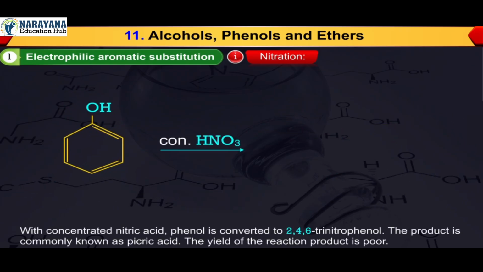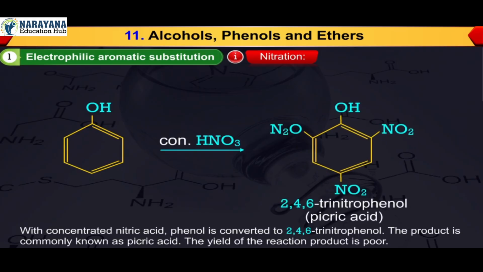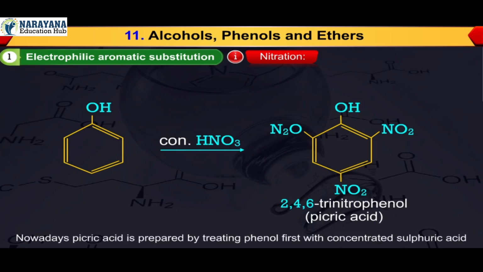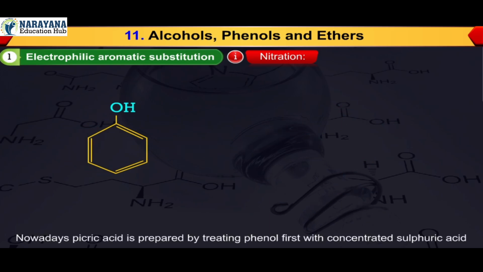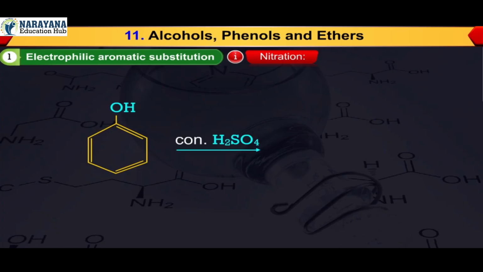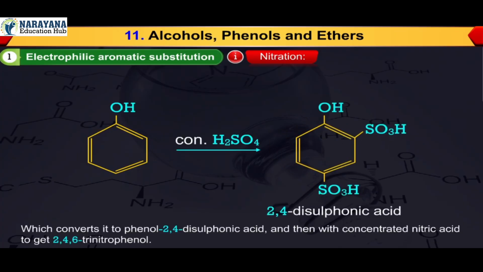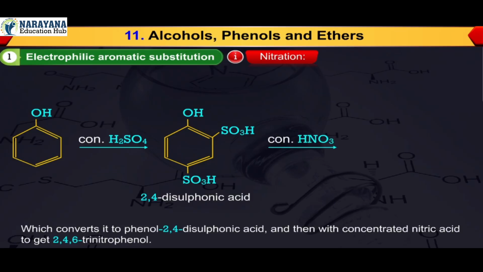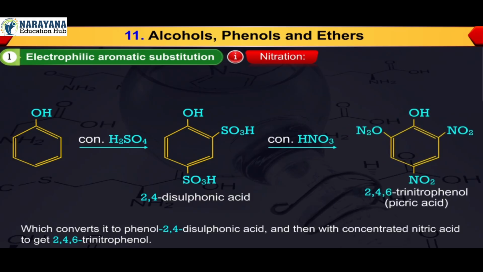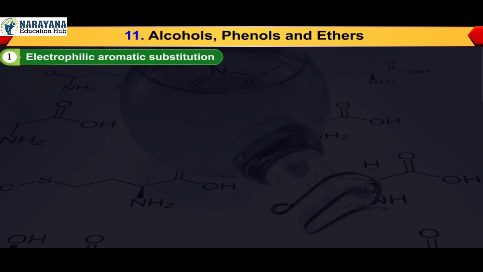With concentrated nitric acid, phenol is converted to 2,4,6-trinitrophenol. The product is commonly known as picric acid. The yield of the reaction product is poor. Nowadays, picric acid is prepared by treating phenol first with concentrated sulfuric acid, which converts it to phenol-2,4-disulfonic acid, and then with concentrated nitric acid to get 2,4,6-trinitrophenol. Can you write the equations of the reactions involved?